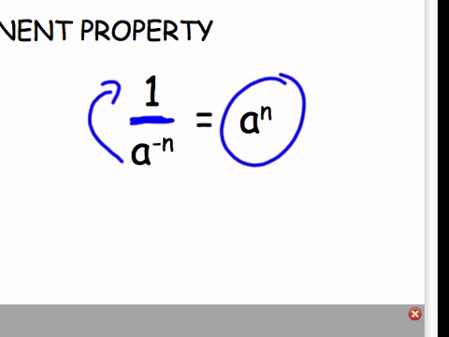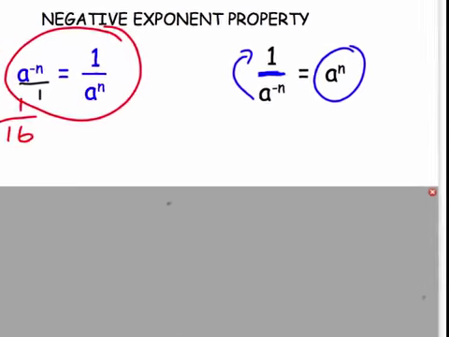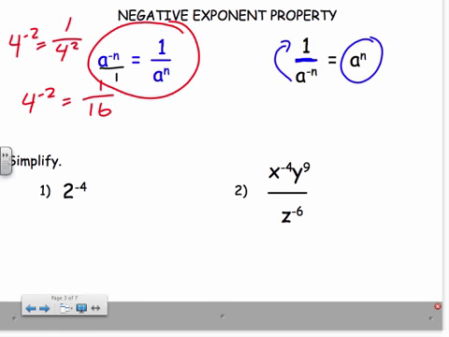Okay, so let's just look at a few examples. I bet the examples will make a lot more sense here.